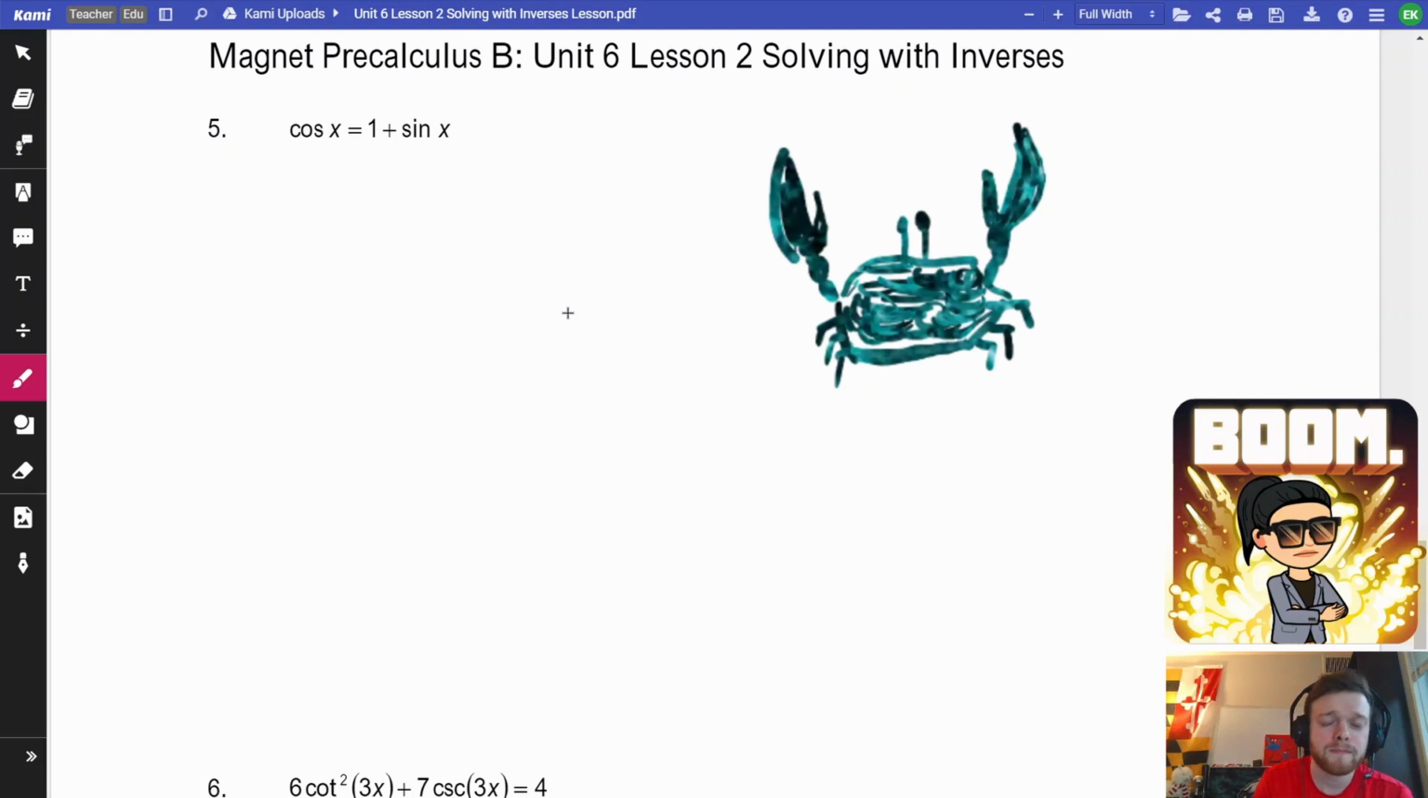Watch this. I'm going to do this problem in 3, 2, 1. Let's square both sides. Throw back to the first unit where we were solving radical equations. Cosine squared x. 1 plus sine x, quantity squared, is 1 plus 2 sine x plus sine squared x. Not bad. Cosine squared x, that's 1 minus sine squared x. That's a Pythagorean identity.